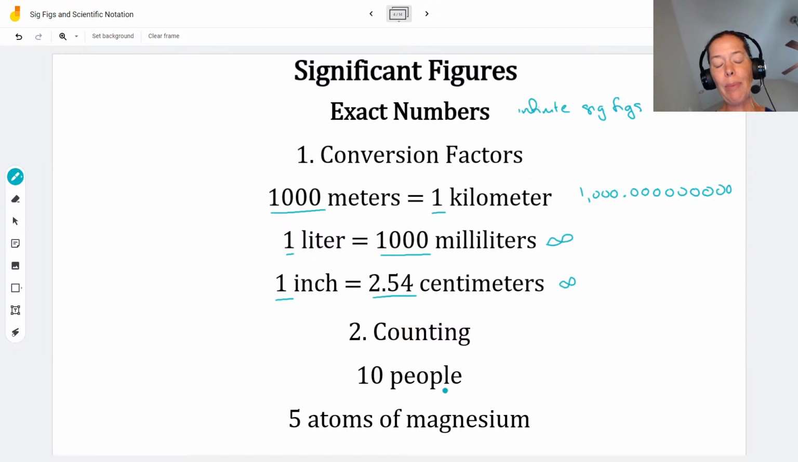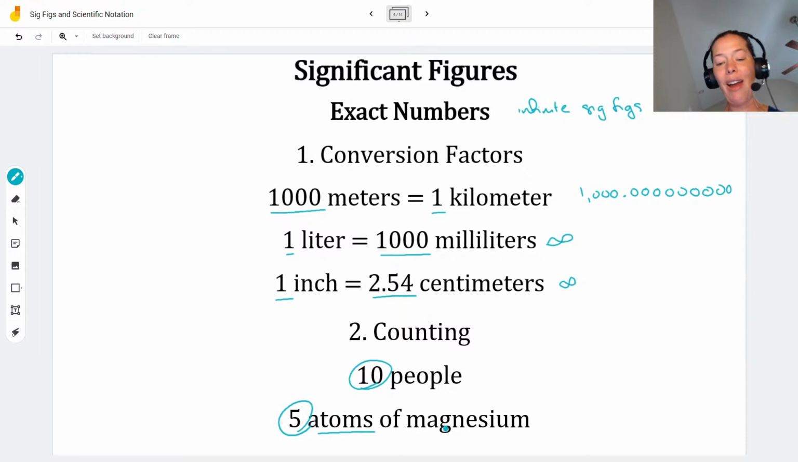So if you're counting people and you counted 10 people, you're not going to count 10 and a half people or 10.1 or 10.2. It's going to be 10 people or it's going to be 11 people. That is an exact number. Again, it's called a counting number.